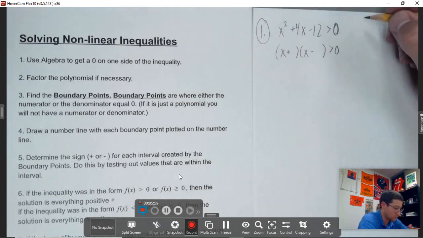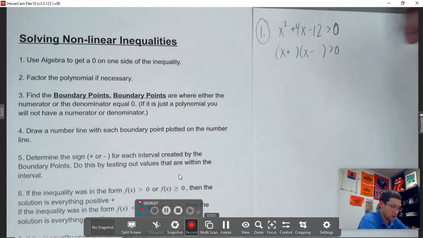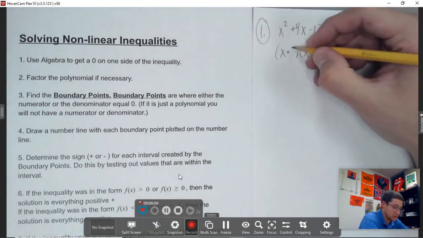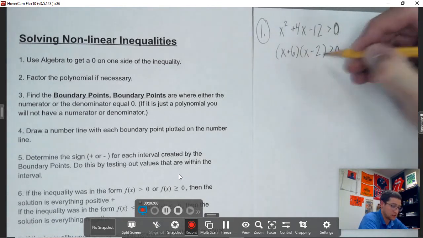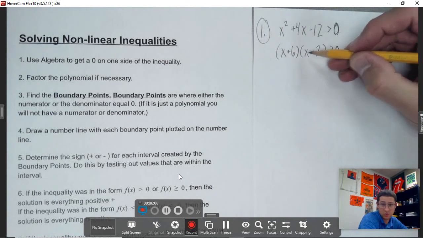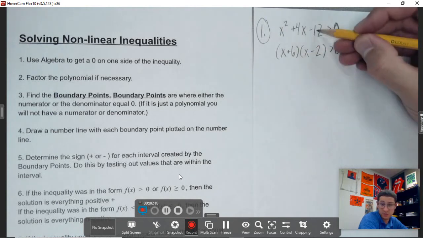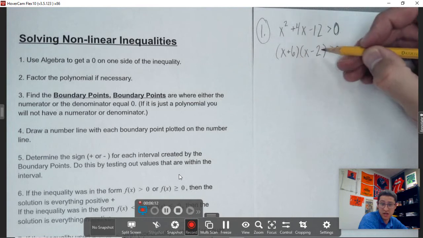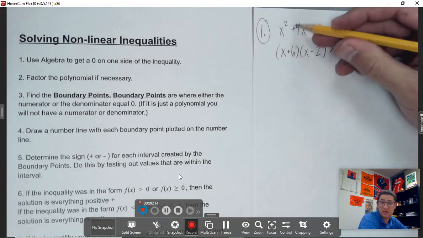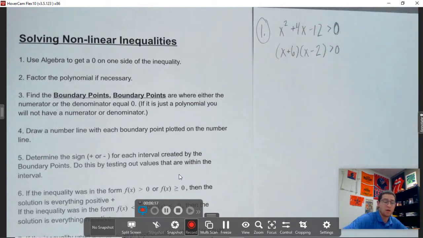Okay, so again, hopefully we're getting better at these. But in that particular one, it's going to be 6 and then negative 2, right? So 6 times negative 2 gets me that negative 12, and then 6 plus negative 2 gets me that 4x. Okay, so we've got our factoring first.